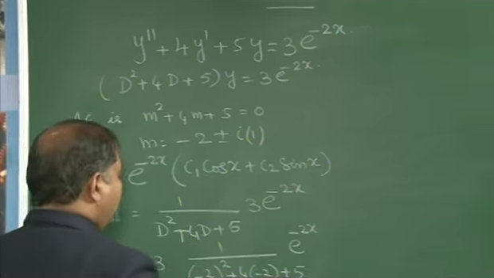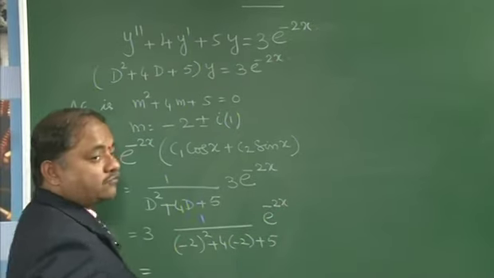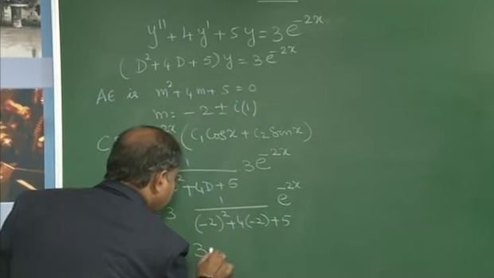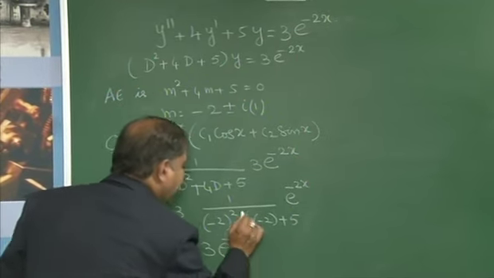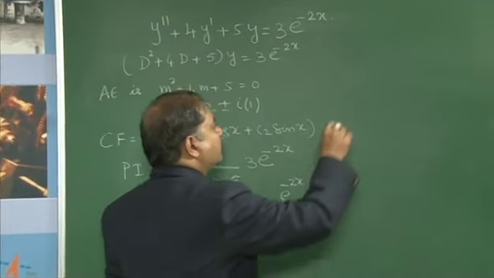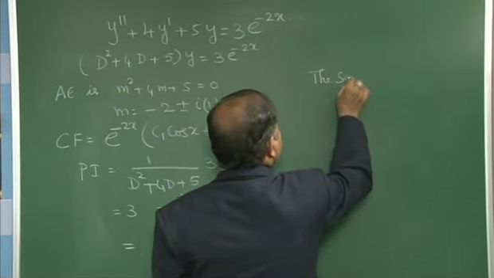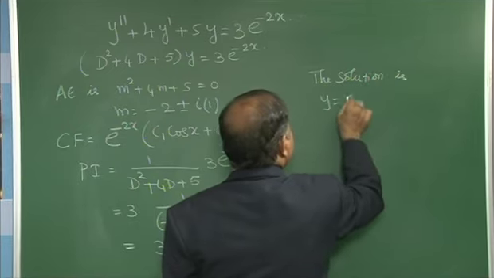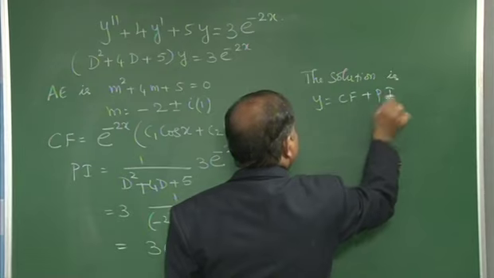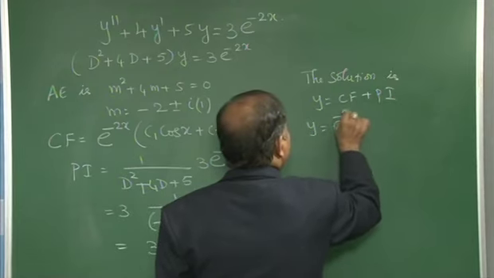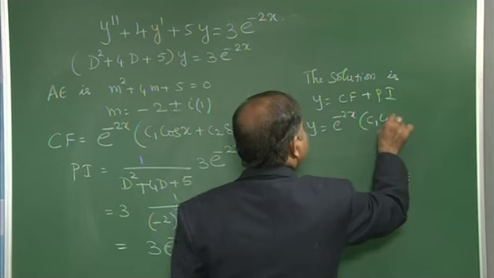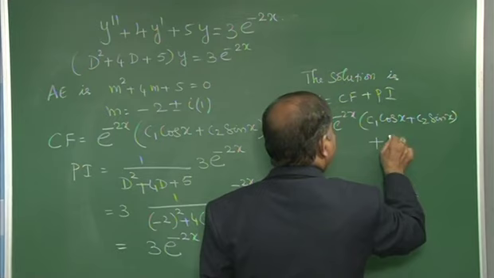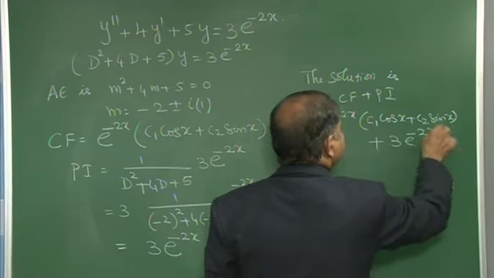Simplify it: minus 2 whole square becomes 4, 5 plus 4 is 9, minus 8 is 1. So 3 e power minus 2x. Therefore, again, the solution, we should not forget the format: y is equal to CF plus PI. So y is equal to e power minus 2x (C1 cos x plus C2 sin x), then 3 e power minus 2x.